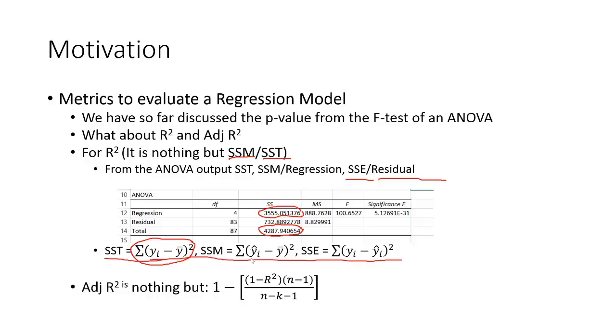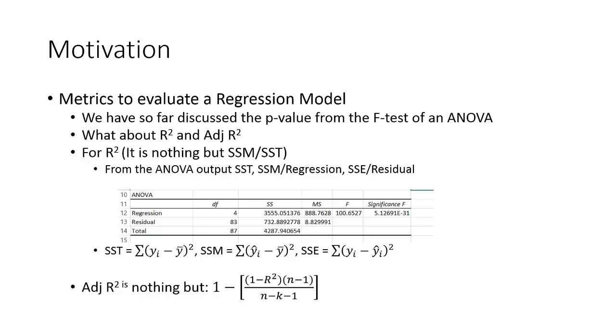With sum of squares regression or sum of squares model, you look at each predicted value. y i hat is nothing but what value of y you are predicting for each x, and you look at the deviation of that from the grand mean. And finally, yi minus yi hat is how much each data point is deviating from its predicted value. So that should hopefully give you some intuition as to how these values are calculated.